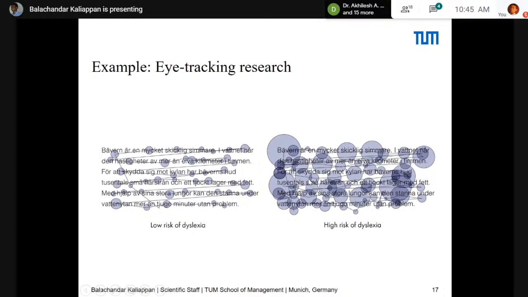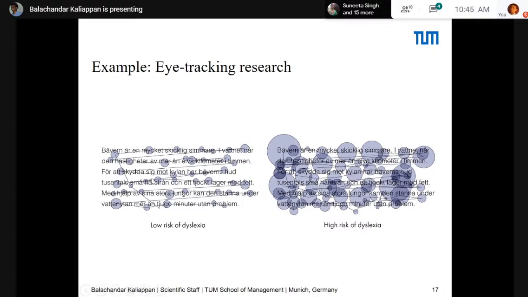And if you want to look in depth at how fixations and saccades are used, there are people who have some sort of learning difficulty, and people who have lesser learning difficulty, and how they read text is different from people who have a higher disability to read. They are called dyslexic people.